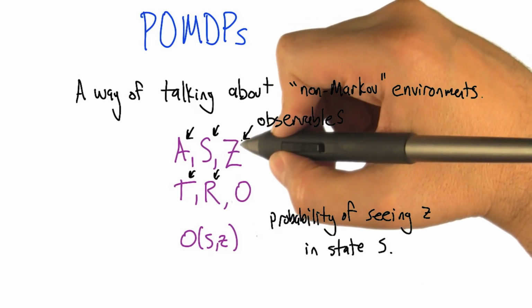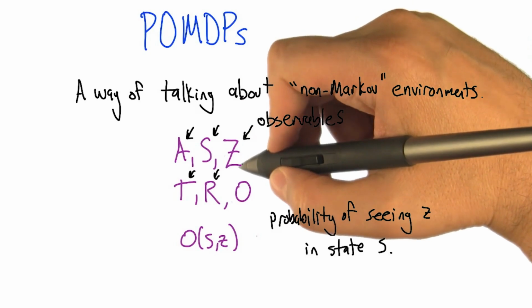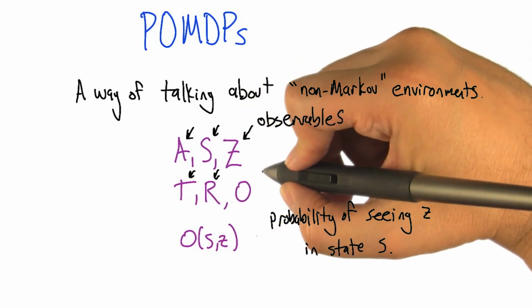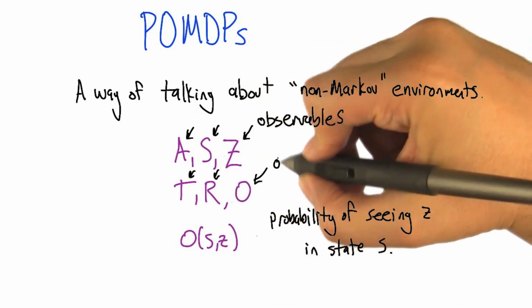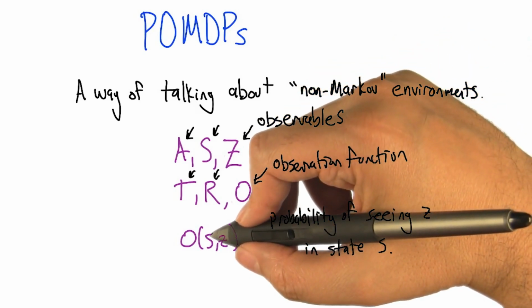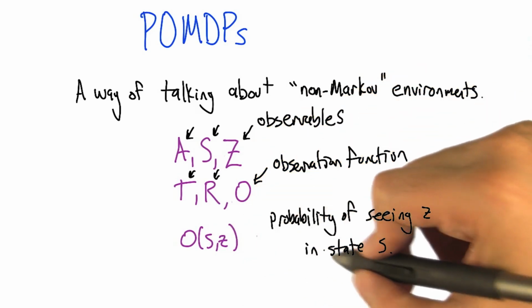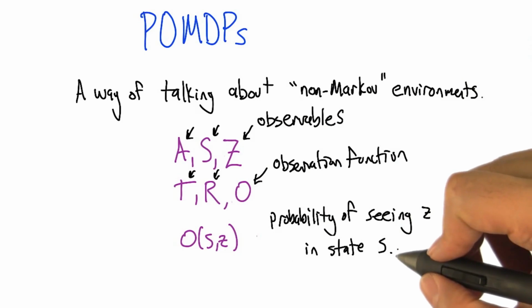And then we need some kind of function that connects the states and the observables. And we're going to write that as O, which is the observation function. What O consists of is a mapping from state and observation to the probability of actually seeing that observation, given that the agent is currently in that state S.